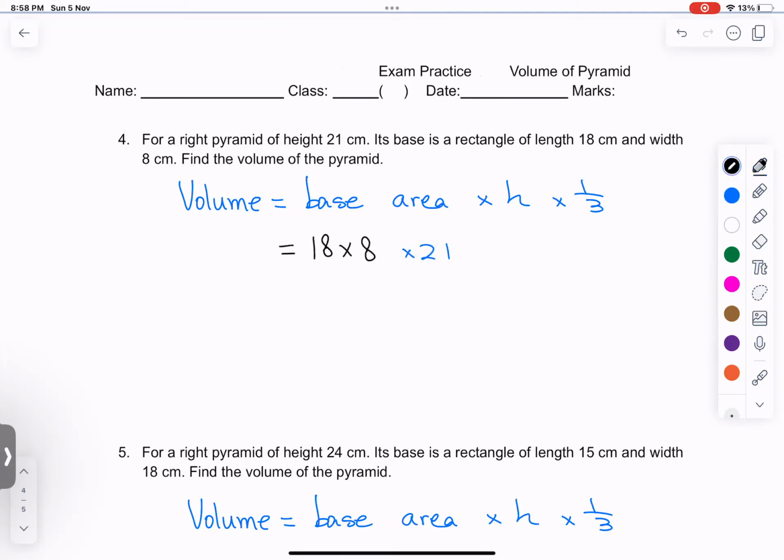And then we times with 1/3 in the end. So you click calculator, 18 times 8 times 7. Why am I using 7? Because 21/3 is 7. 21 divided by 3, 7.